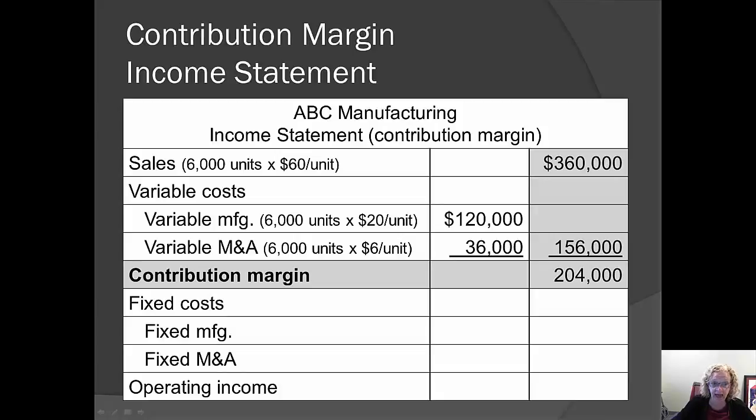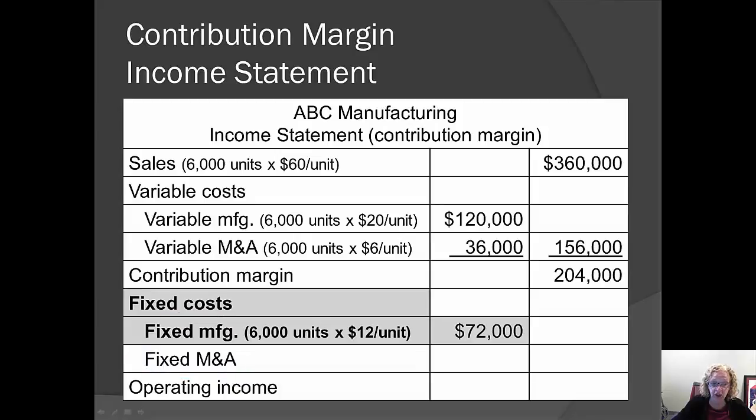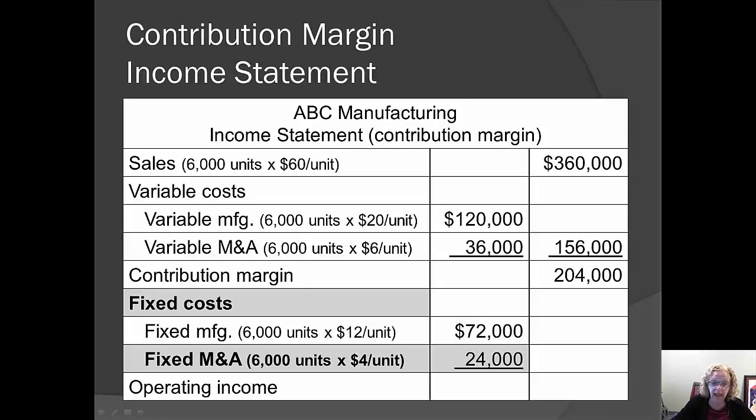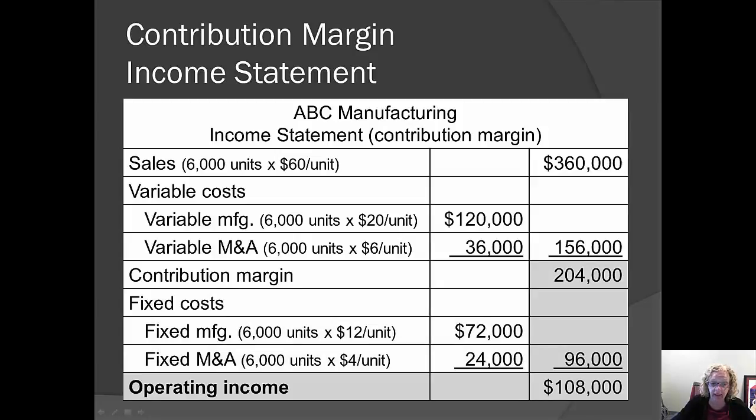Now, we don't get to keep all of that because we still have to cover our fixed costs. That would be our fixed manufacturing costs and our fixed marketing and administrative costs. So we have to back into how much our fixed manufacturing costs were because of the way that the data was presented. In real life, we'd know this number. And the same thing for our fixed marketing and administrative costs. Add those up, subtract that from the contribution margin, and that gives us an operating income of $108,000. Exactly the same as we had in the traditional income statement.